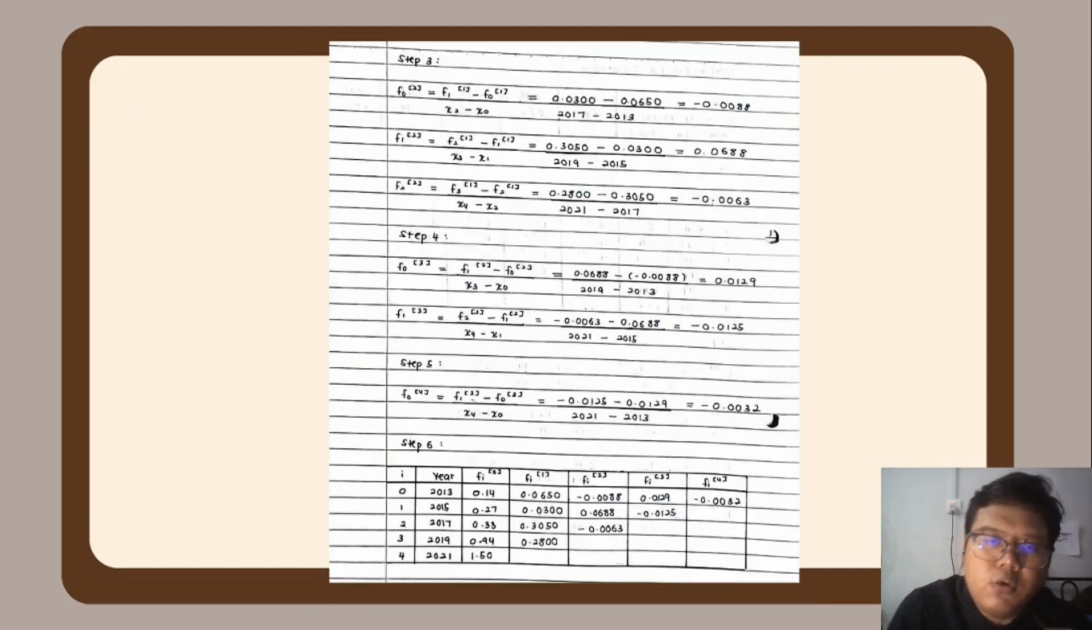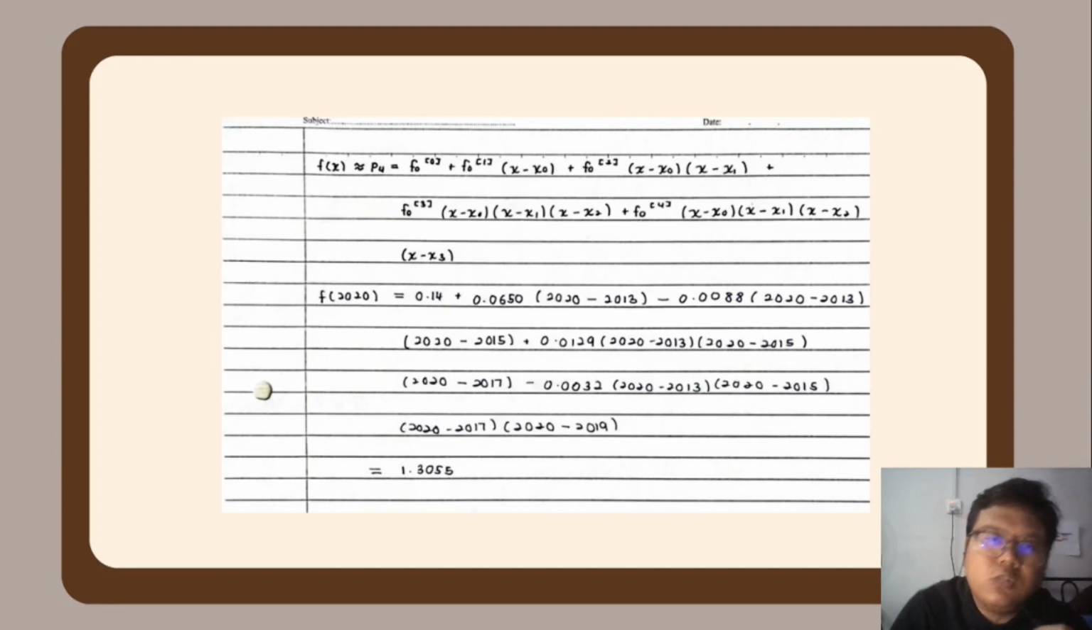Step 4 is the same as step 3, but we use the answers from step 3, and we repeat this until step 5. For step 6, we list all the answers that we got from step 2 until step 5, and we use this formula to find the value for 2020. For the final answer we get 1.3055.